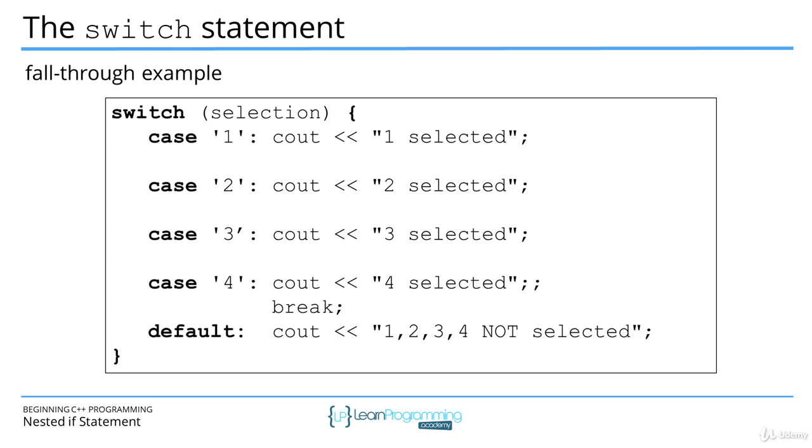Suppose the user enters the character 1, and it was assigned to selection. We check the first case statement and it matches, so we execute the code following the colon. In this case, we display 1 selected. Now we continue executing code going straight down the switch statement until we hit a break statement. So in this case, we also display 2 selected and 3 selected and 4 selected. Finally, we hit a break statement in case 4, and we're done with the switch.